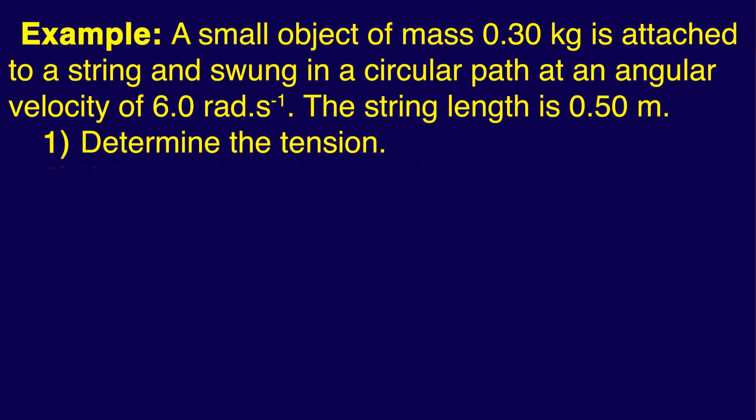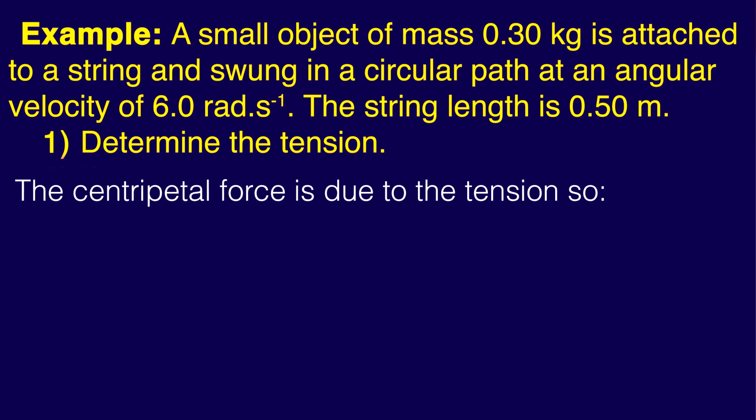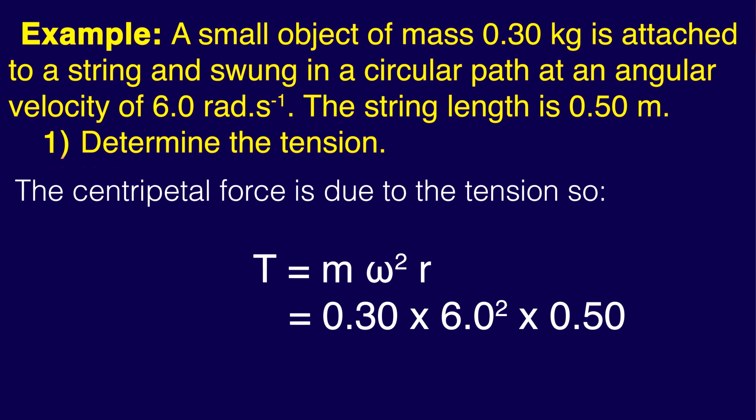So tackling one first, the centripetal force acting on the ball is due to the tension in the string. And so the tension is the same as the centripetal force, which equals m omega squared r. Putting our numbers in, we get 0.3 times 6 squared times 0.5, which equals 5.4 newtons.